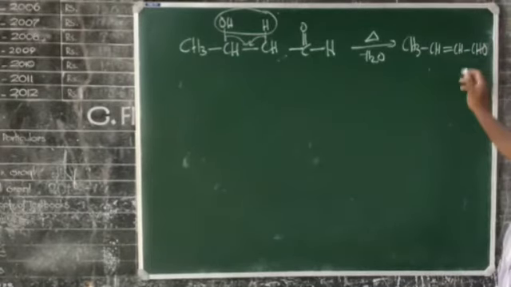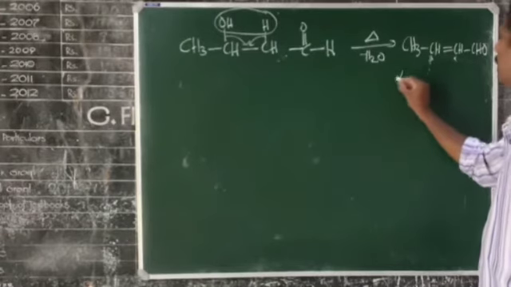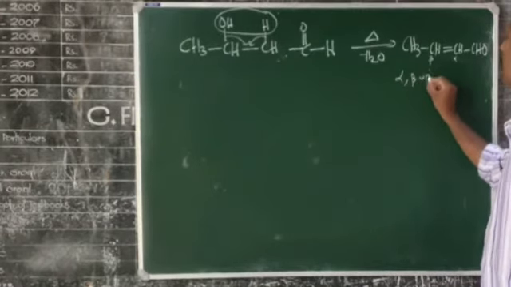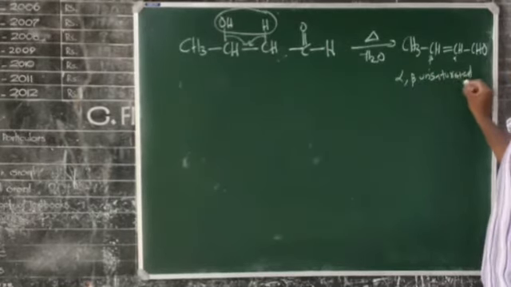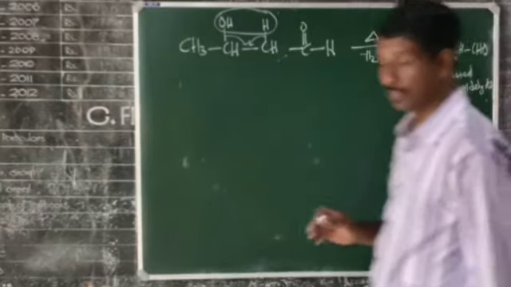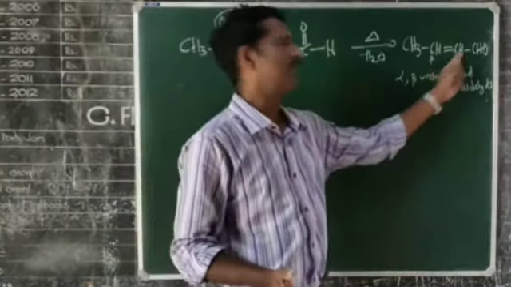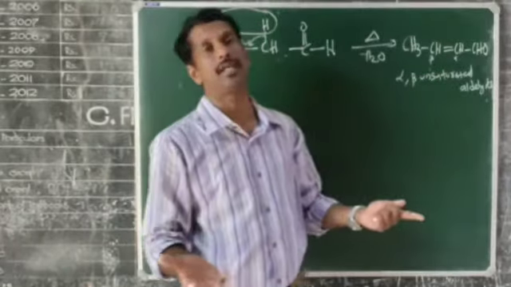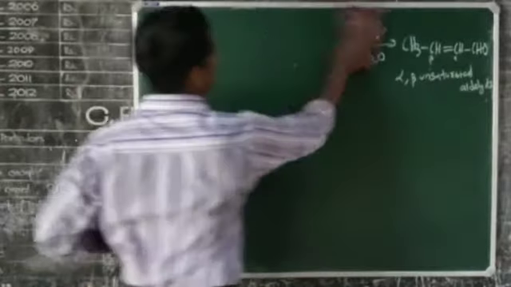Okay, so here you can see that this carbon is alpha carbon, this carbon is beta carbon. That means alpha, beta, unsaturated aldehyde. This is the final product of aldol condensation, but we get alpha, beta, unsaturated aldehyde or alpha, beta, unsaturated ketone. Now let us go through the mechanism of this part.